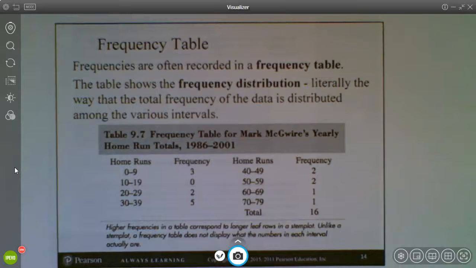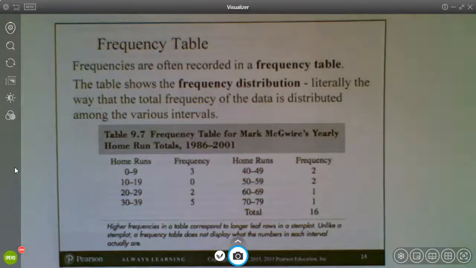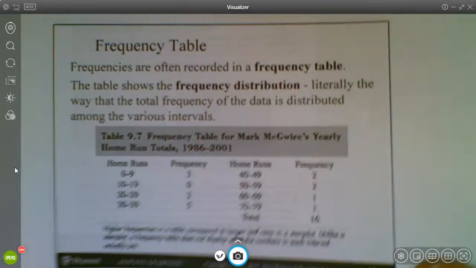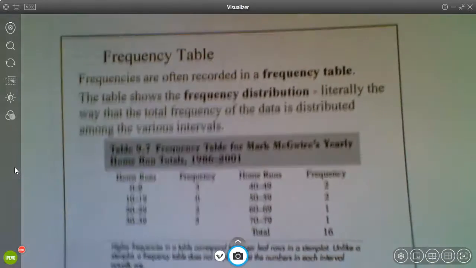And so we have this frequency table, and we're going to use that to make a histogram. I'm going to show you how to do this by hand and with some technology. So let me set this one aside for a minute.